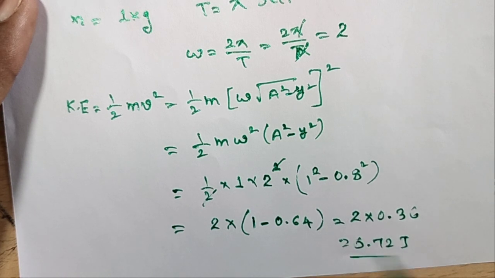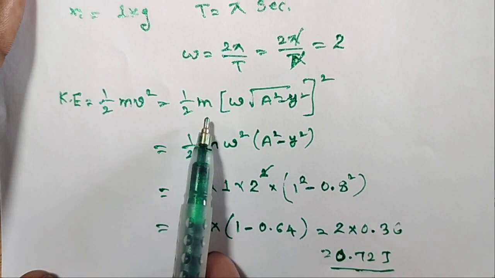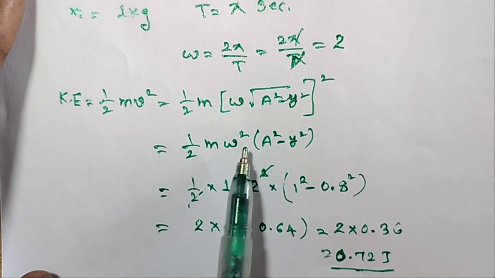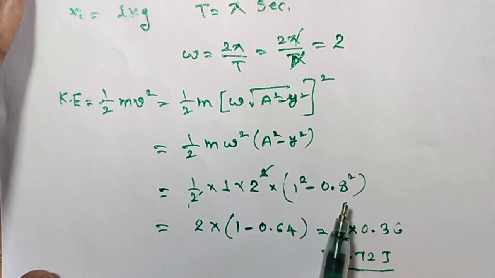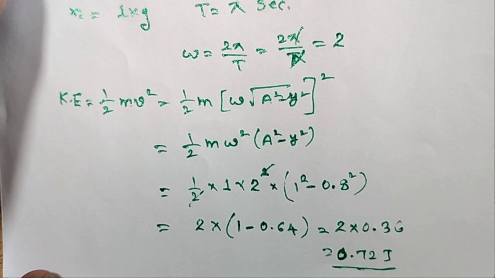0.72 joules. This is the kinetic energy. Okay, all of you understanding it. So it is 1 by 2 m omega square times (a square minus y square), where a is the amplitude and y is the displacement. So what is the displacement? 0.8. At this displacement you can calculate the kinetic energy.